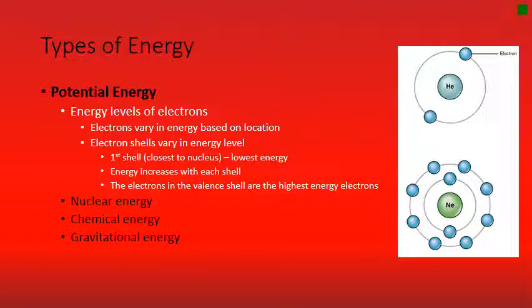The energy level of electrons was described in an earlier module. The energy of the electrons that surround the nucleus in an atom varies based on the location. Electrons that are closer to the nucleus are more strongly attracted to the positive charge in the nucleus and hence are more stable or lower in energy. So the energy of an electron increases with each increasing shell. Consequently, it's the electrons in the valence shell, that outermost electron shell, that are the highest energy electrons, and that is why they are the electrons that engage in chemical bonding.